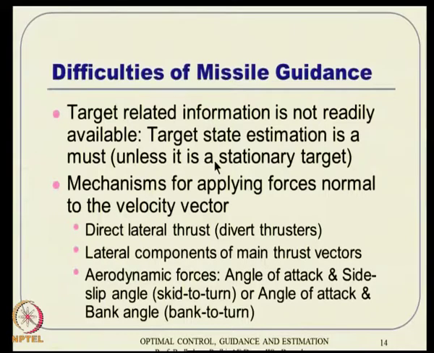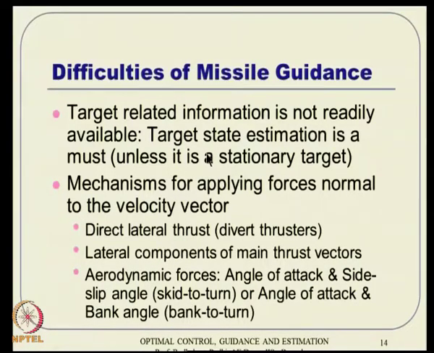Alright, so what are the difficulties of missile guidance? First of all, target related information is not readily available. Target is not going to give it to us for free actually. So, obviously, we have to estimate the target information and that is a must actually. In fact, it turns out that the final miss distance is a strong function of target estimation behavior or properties actually. So, that is a very important factor. We should not miss out on it, even though we are not talking about it in this class basically.